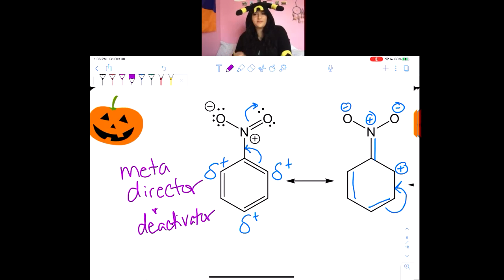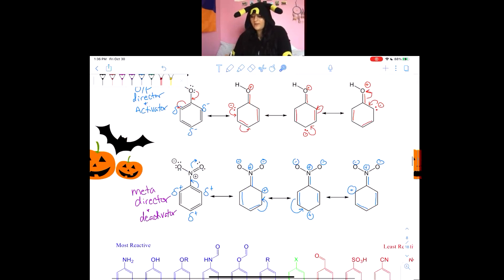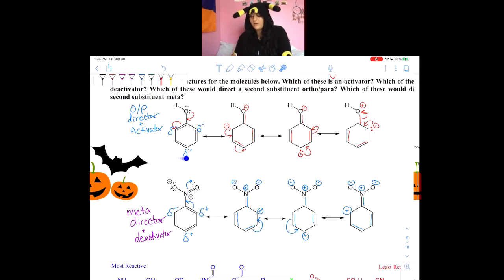And the reason for this is because, as you guys can see, overall, when we added this alcohol, the whole ring got a negative charge, or a delta minus charge. So that made it overall more nucleophilic. But here, we get an overall plus charge across the ring. So that makes it a lot less reactive. So that is why we call that a deactivator. Any questions thus far?